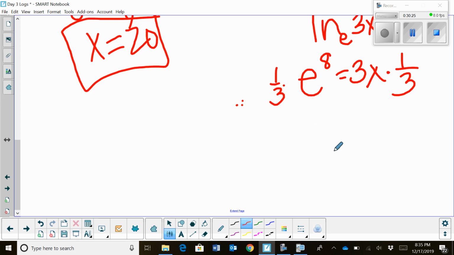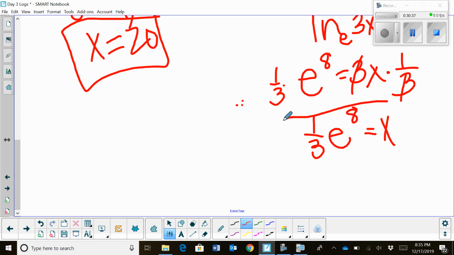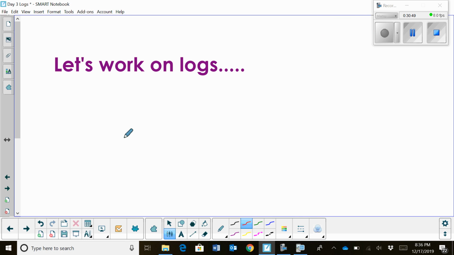So my final answer is 1/3 e to the 8th power is equal to x. You can grab a calculator. You can take 1 divided by 3 times e to the 8th and get an actual value, or you could just leave it as this expression, which is the final answer. Okay, so that was log equations. That is the end of log equations.